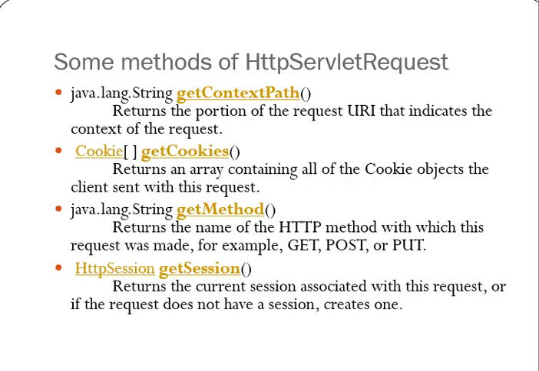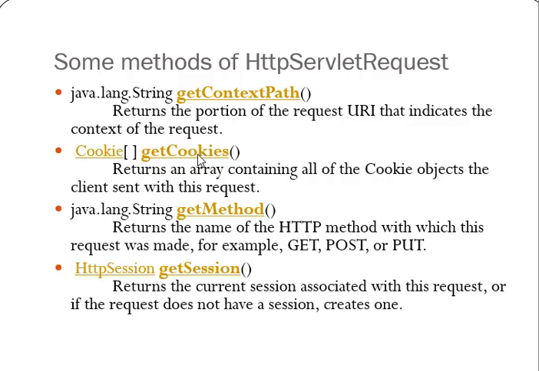A few methods of HttpServletRequest are mentioned here. It is java.lang.String getContextPath. This particular method will return the portion of the request URI that indicates the context of the request.